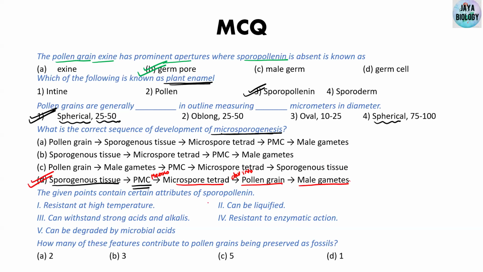Now, a few points for sporopollenin. We have to see which point is matching with sporopollenin. So certain attributes: they are resistant to high temperature. They can be liquefied? No, they cannot be. They can withstand strong acid and alcohol. They are resistant to enzymatic action. They can be degraded by microbial action? No, they cannot be degraded. So how many of these features contribute to pollen grain being preserved as fossils? I think you can see 3 points are responsible for preserving the pollen grain as fossil.